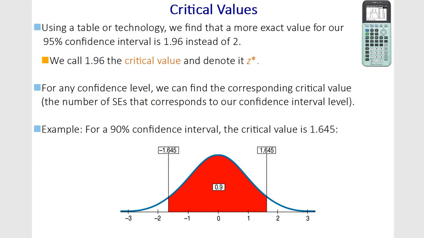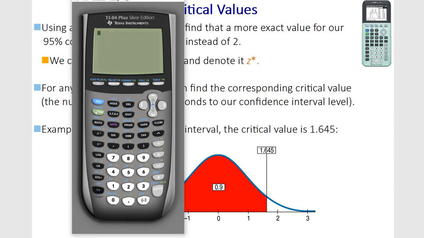All right, so now we need to know about critical values. Actually, a 95% confidence interval isn't exactly 2 standard deviations away. So if we get out our calculator and we do second vars, inverse norm, we want the area to be 95%.